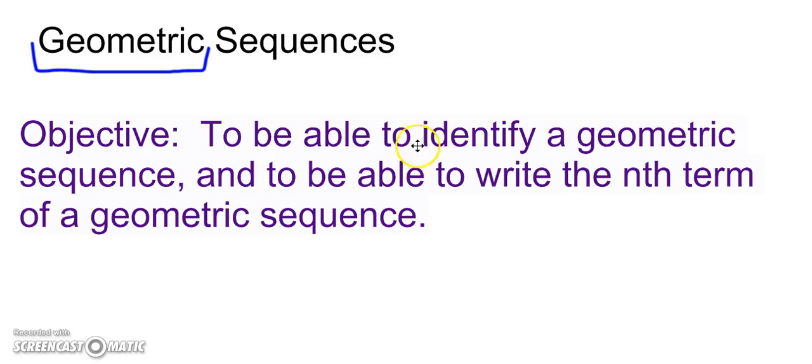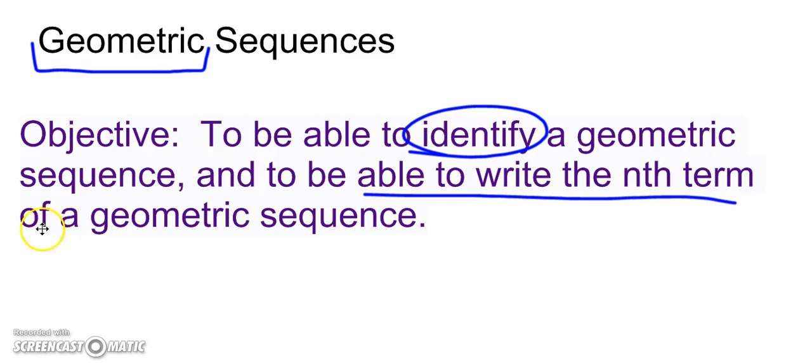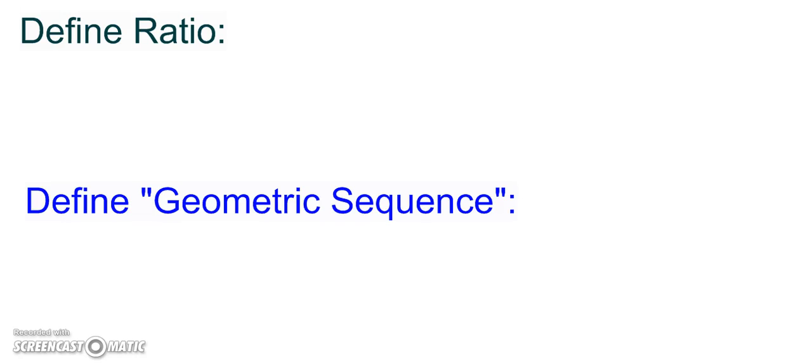So our goal today is to be able to identify it and then to be able to write the nth term. So we're going to do that both explicitly and recursively, just like we did for arithmetic. You need to know how to write it both ways for both types of sequences. So first thing, define ratio. Ratio is the division of two numbers. Okay, you have this written in your packet already.